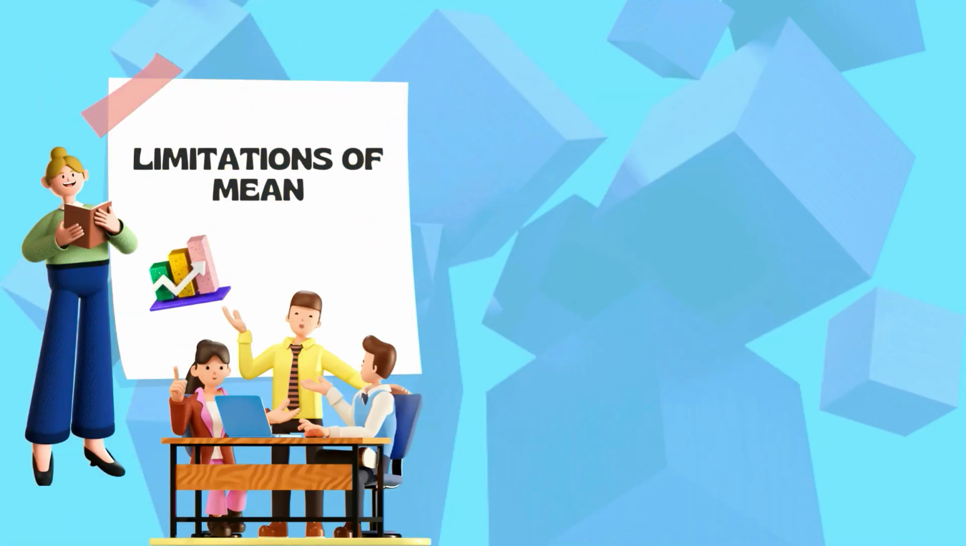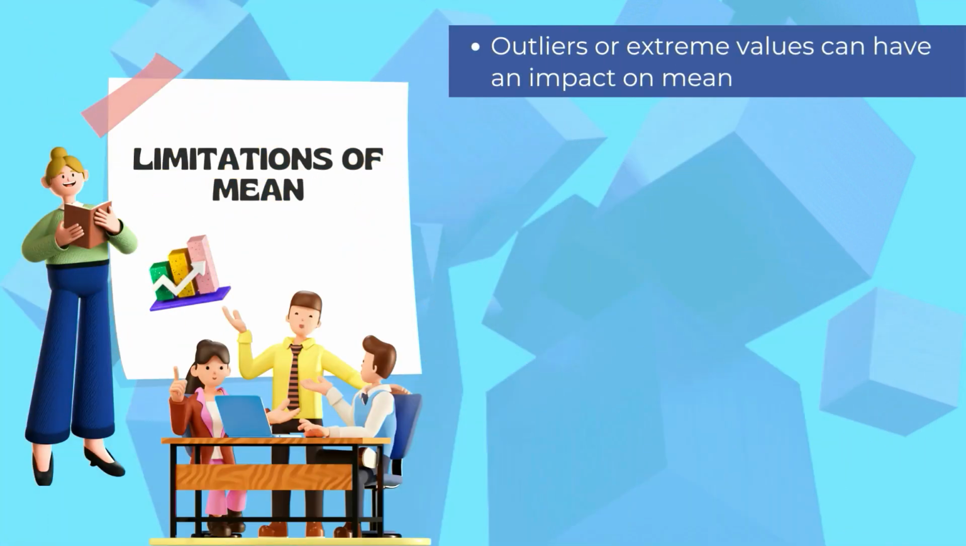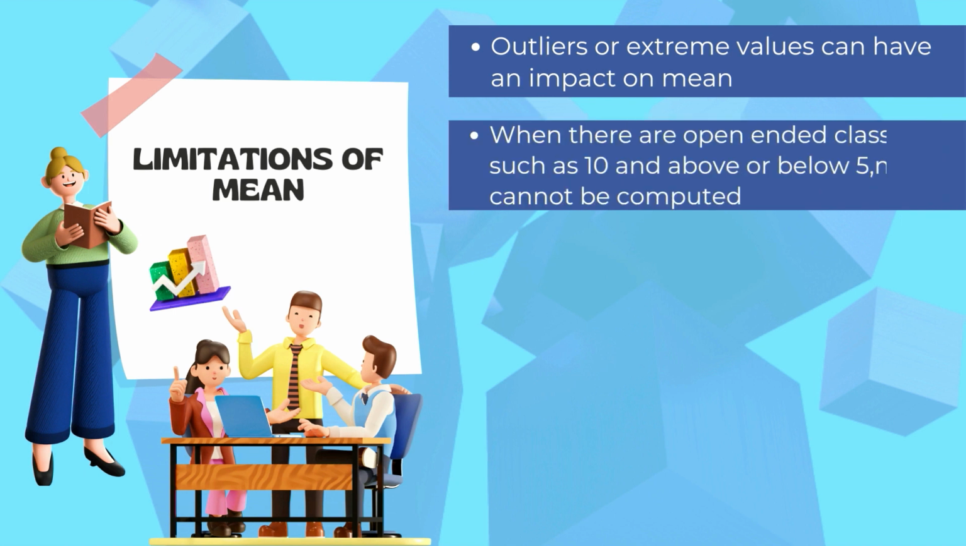As for the limitations of mean, as you can easily understand, an outlier or extreme value can have an impact on the mean, because the mean considers all the scores, so any outlier or extreme score can change the entire value of the mean. When there are open-ended classes such as 10 and above, or below 5, the mean cannot be computed, because for the calculation of mean all data should be there. Without knowing the data, we can't compute the mean.